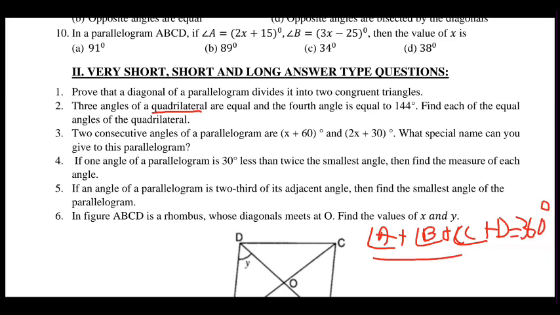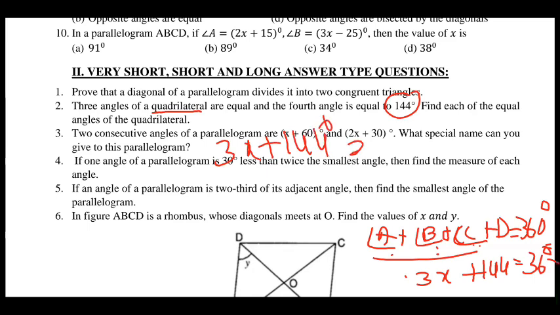If three angles are equal, then it is 3x, right? x plus x plus x is equal to 3x, plus what is the fourth angle? It is given, 144, is equal to 360 degrees. Now you just have to find x. Find x, beta. 3x plus 144 degrees is equal to 360 degrees. Now find x. Aisha, what is the answer to this? 24. What is x, beta?